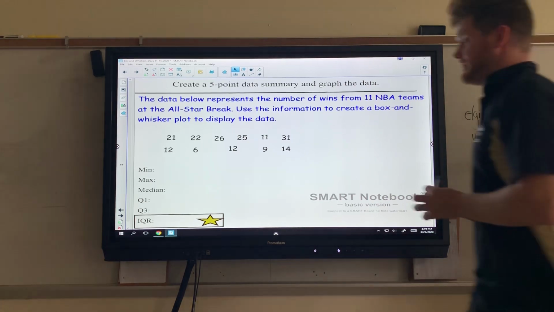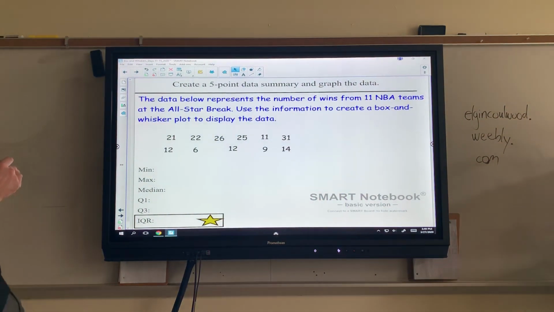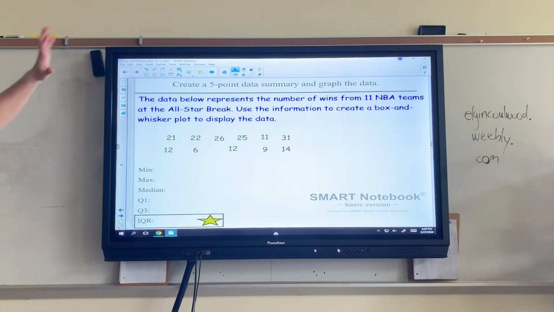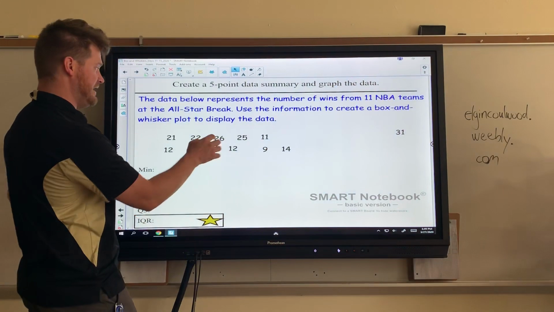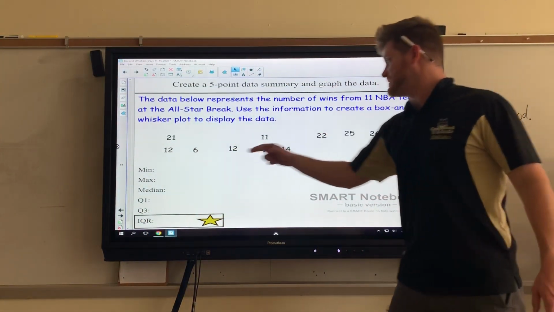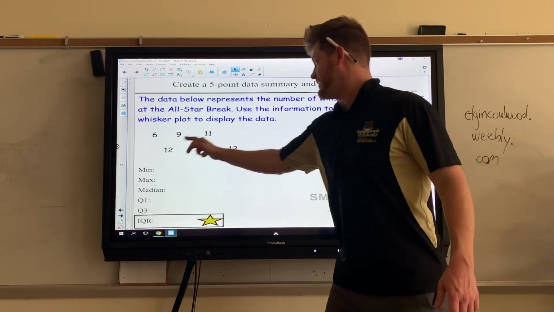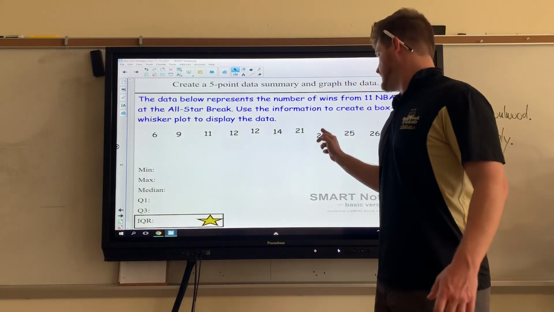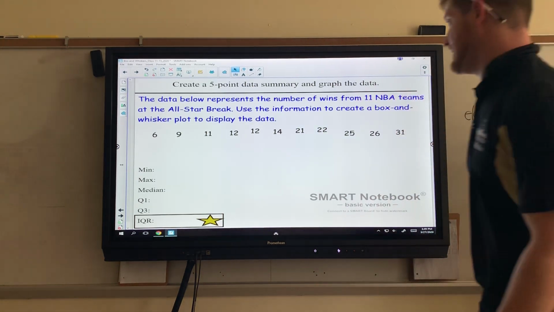All right, so I'm looking at this. We have NBA teams at the All-Star break, and how many wins each team has. Well, I see a bunch of data here. It can't really help me until I have it in order from least to greatest. So I see the biggest number is 31, so that's going to be way over there. Next biggest is looking like 26. 25 is going to be over here. 22, 21, 6 is going to be over here. 9, 11, 12, 12, and 14. So once you have it in order from least to greatest, 6, 9, 11, 12, 12, 14. It's looking pretty good so far.